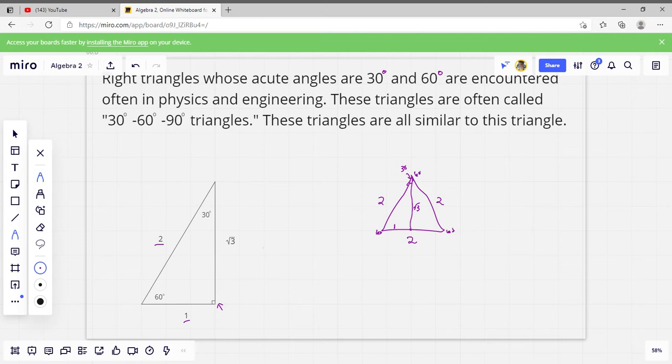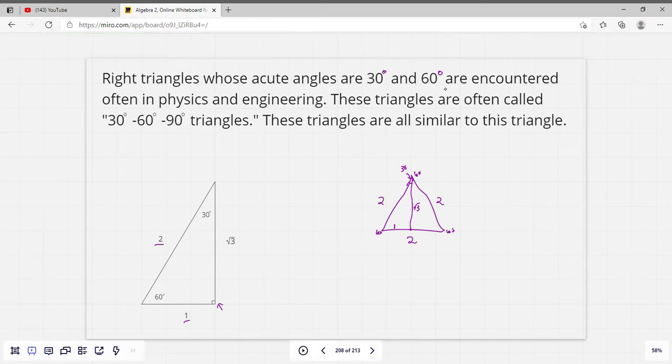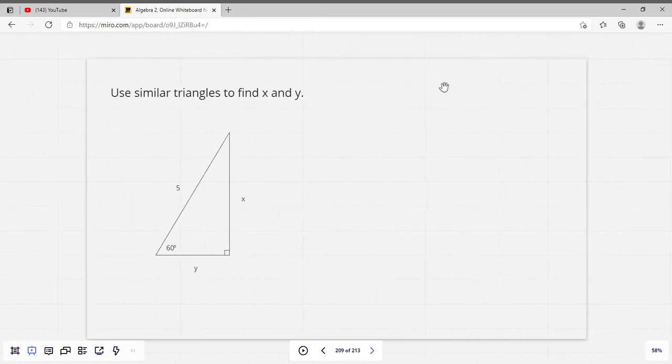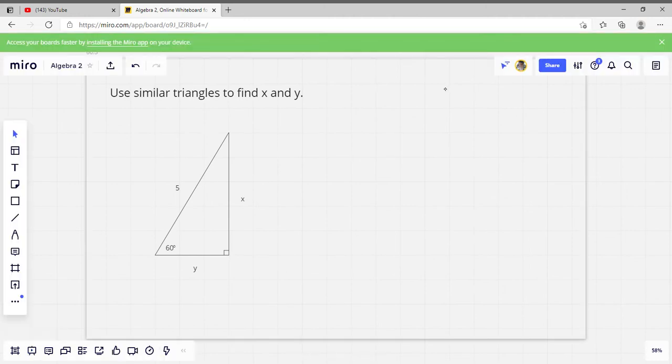All right, so we're going to use that to try to figure out triangles. It's easy if you just remember 1, 2, 3, your hypotenuse is in the middle. All right, so for this one, it says use similar triangles to find x and y. So I'm just going to say 1, 2, square root of 3. That's the easiest way to do it. You could draw another triangle and put your 1, 2, square root of 3 right there.